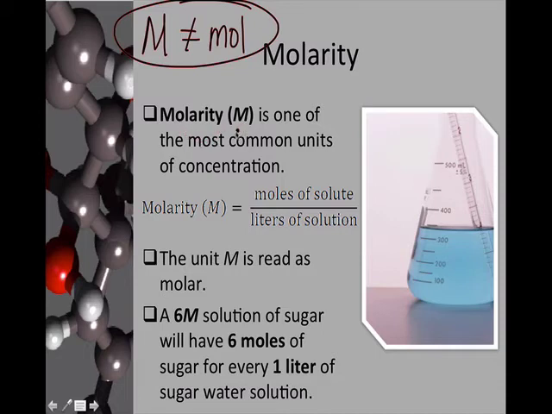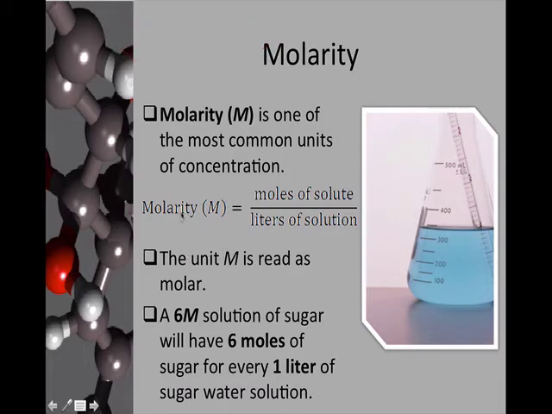Molarity, which is big M, is one of the most common units of concentration, and we're going to use it a whole lot. Its formula is moles of solute per liter of solution. And you read big M as the word molar. So this would say a 6 molar solution of sugar will have 6 moles of sugar for every 1 liter of sugar water solution. So big mistake, big M is not the same as MOL, but this is one of the most common types of concentration calculations you're going to have to do.